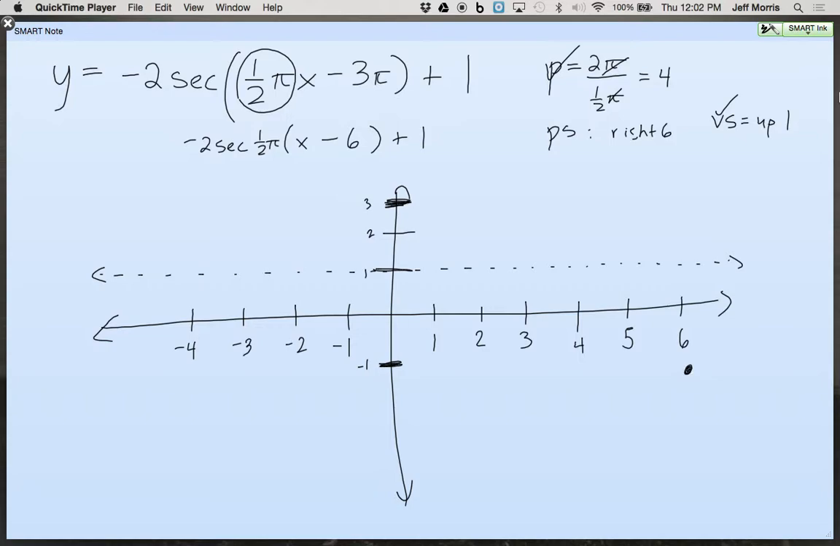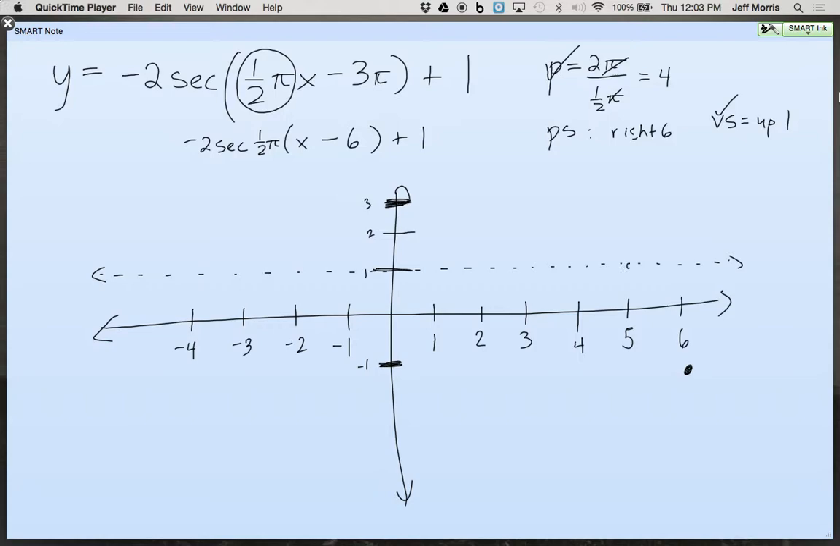You want me to do that one more time? You go to the middle, and you say the amplitude is up 2, down 2. Since it's cosine, it's usually up 2, but since it's a negative 2, we'll go down 2. And then I just got to make it right 6. Okay? And then it just goes like this.